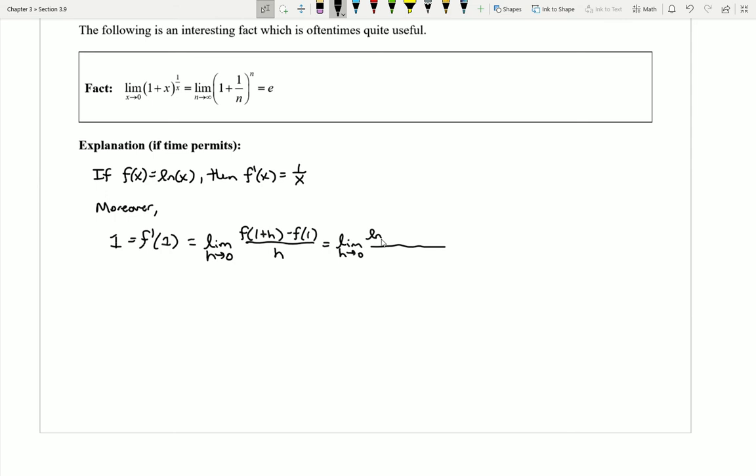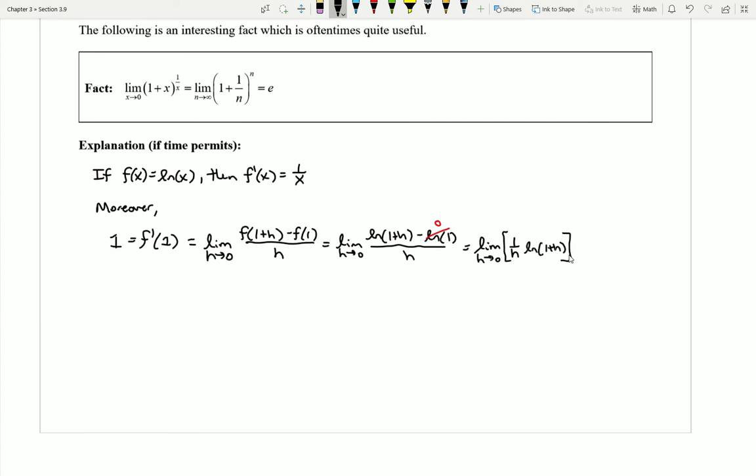So what that would look like is the natural log of (1 plus h) minus the natural log of 1, all over h. Now the natural log of 1, remember, is just the value 0. And so I could rewrite this one more time. So be the limit as h approaches 0. And I'm going to rewrite my natural log of (1 plus h) over here and write this over h kind of off on the side.